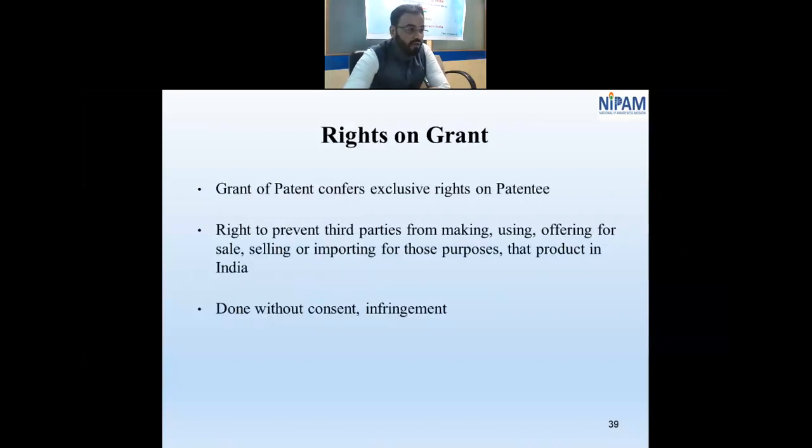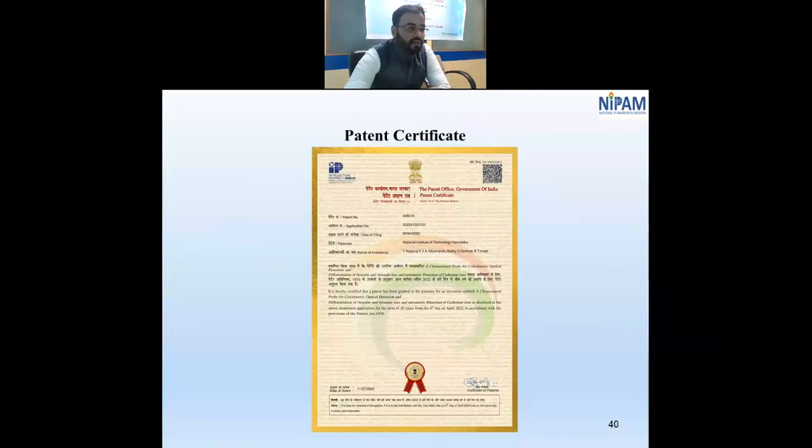Once you reply to all the objections of the first examination report, if your patent application is found to be in order, you will be granted an exclusive right, the patent, and this right is to prevent third parties from making, using, selling, or importing that particular invention. So this is a patent certificate which you will receive after your application is found to be in order.